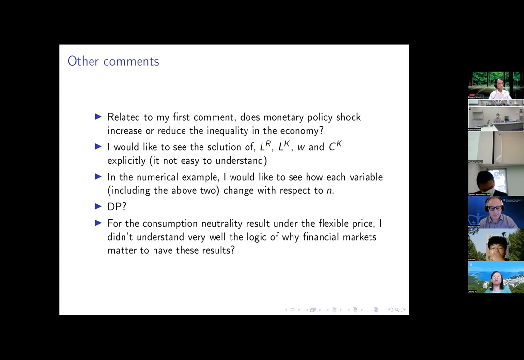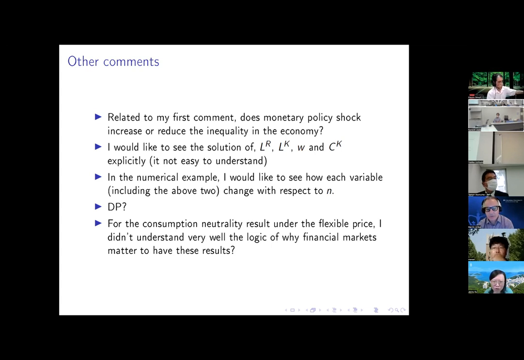We're going to have spillover, which is going to be affected by n, and the optimum policy is not going to restore the flexible price equilibrium. That's my guess, because it's still going to lead to the deviation from the law of one price.